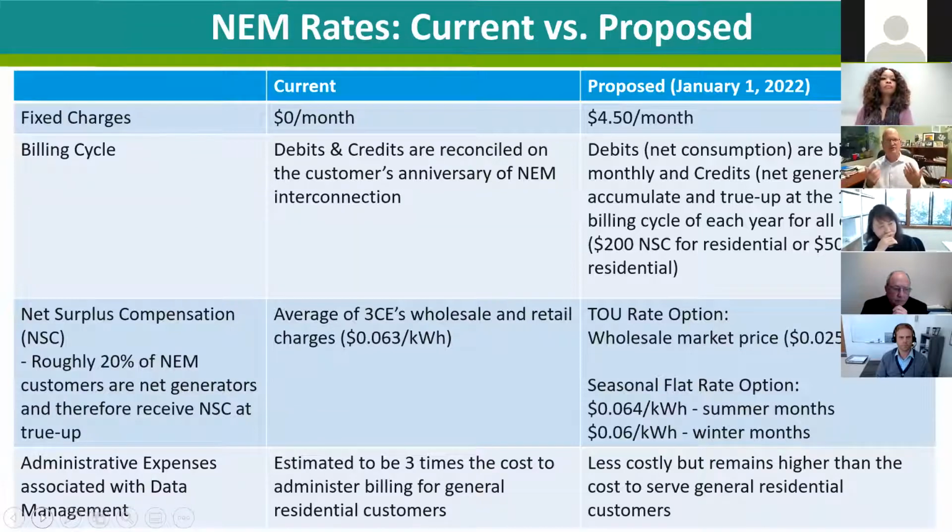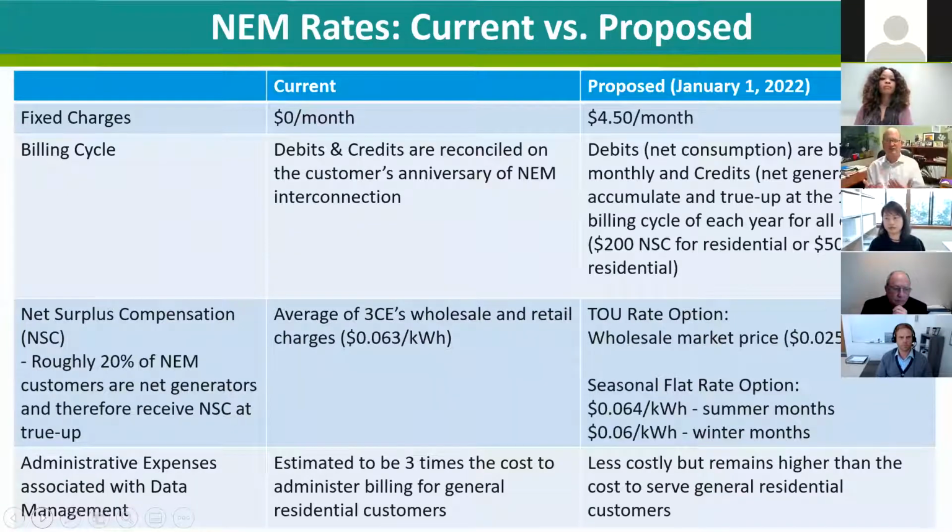As I mentioned, the net surplus compensation is changing. About 20% of net metering customers on 3C's system are net generators, meaning that at some point during the year, they're over-generating and sending energy back to 3C. Currently, 3C values that energy at the embedded rate, an average of the wholesale and retail charges, at about 6.3 cents. Now, what's proposed is that if you move to the time of use rate option, then for any excess credits, you'll get the value of the wholesale market price.